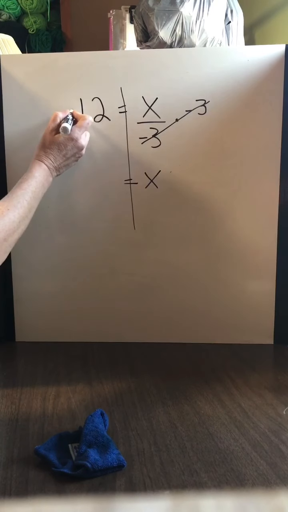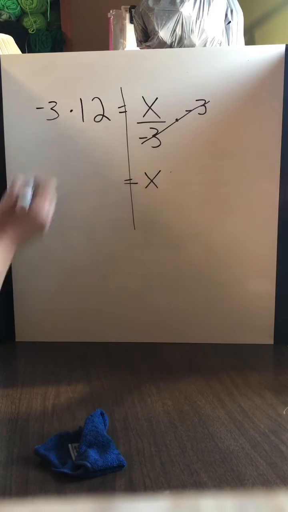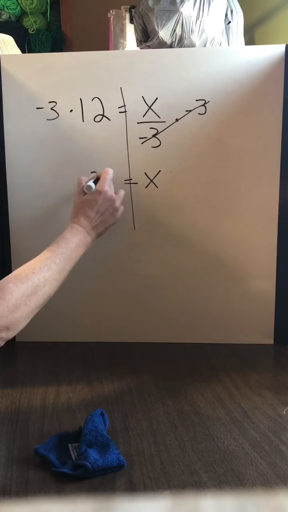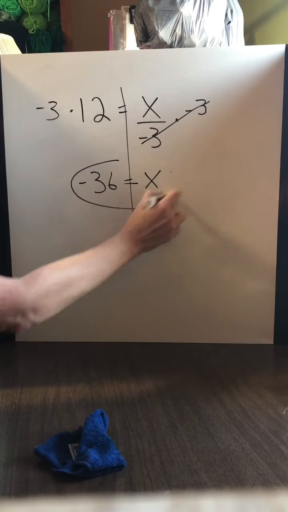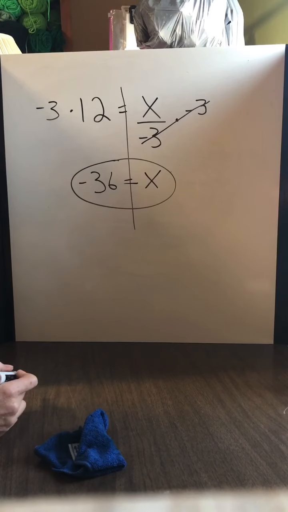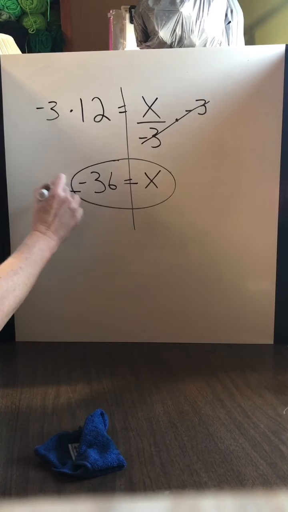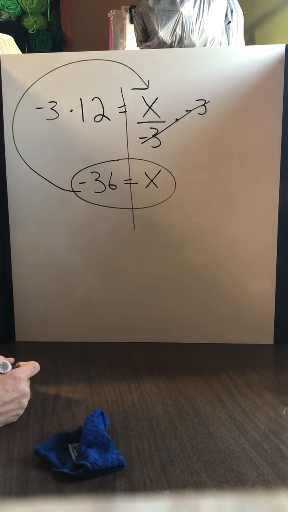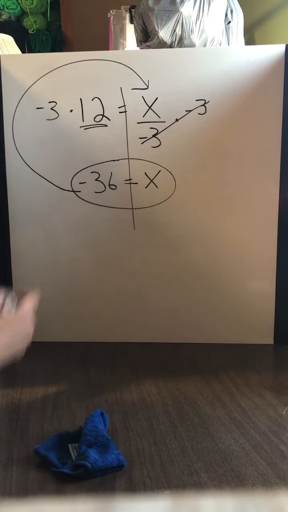I also have to multiply this side by negative 3. 12 times negative 3 would give me negative 36. So my answer is going to be negative 36. So when I plug that into here, and I take negative 36 divided by negative 3, in my calculator, negative 36 divided by negative 3 would give me a positive 12, so I did this correctly.